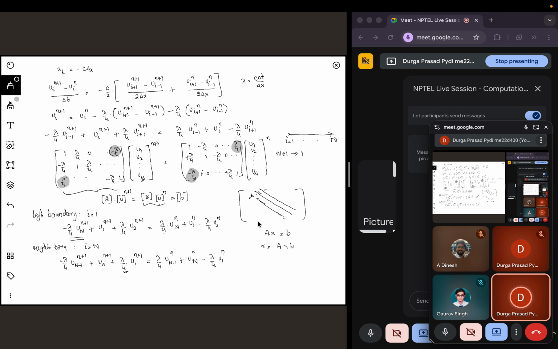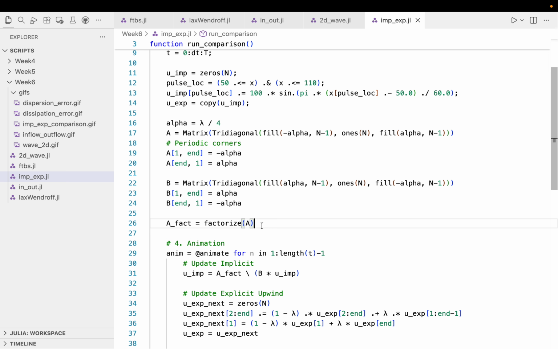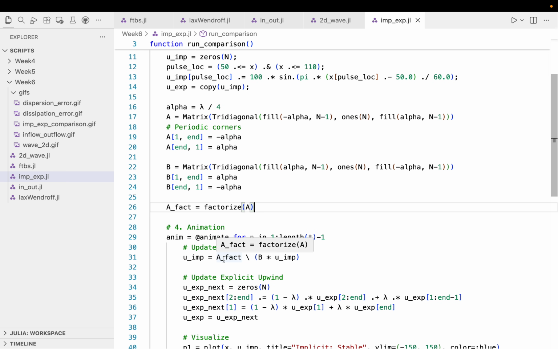What factorization does is, in this particular problem that we are solving, the value of A is not changing. Lambda by 4, or whatever alpha that I discussed, this matrix A is not changing. Which means we can actually use some kind of trick to save our computation time. That is what we do with factorization. Once we do factorization, it will store the factorized matrix, and I will always use this factorized form. So this can actually be faster.